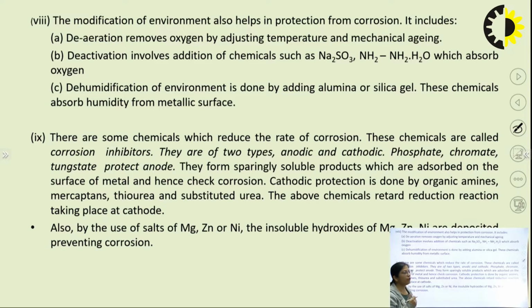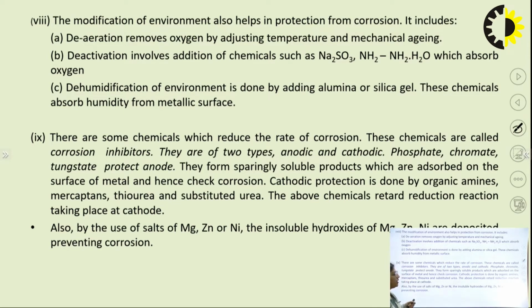Then it also involves deactivation, which involves the addition of certain chemicals like sodium sulfite or hydrazine, which absorb oxygen. Again, the oxygen is not present, so our rate of corrosion is going to get reduced. Then dehumidification of the environment can also help in protection against corrosion, and dehumidification is done by adding alumina or silica gel. These chemicals absorb the humidity which is present above the metallic surface.